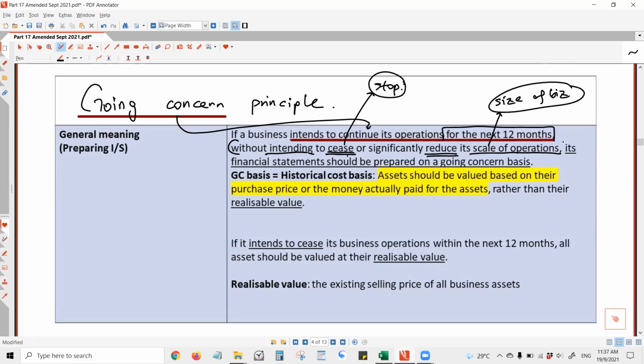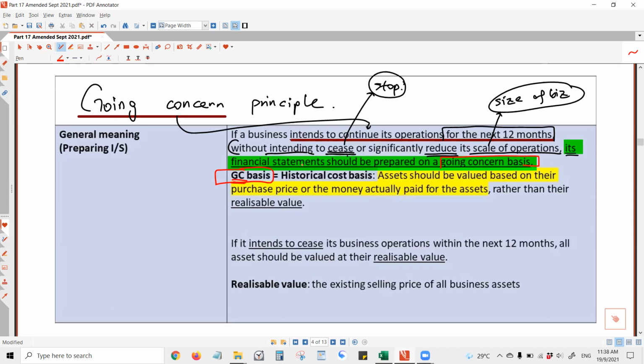Then what you have to do is, financial statements should be prepared on a going concern basis. Financial statements should be prepared on a going concern basis. One more term that I have to explain is what is meant by going concern basis. So I'm going to explain to you what is meant by going concern basis. In short form, I have written here GC basis. That's going concern basis.